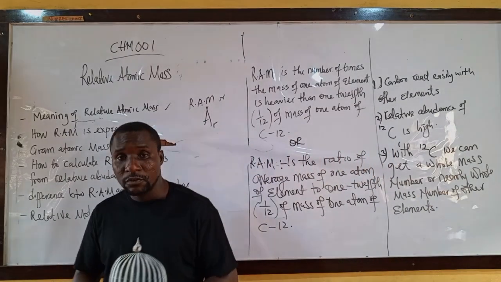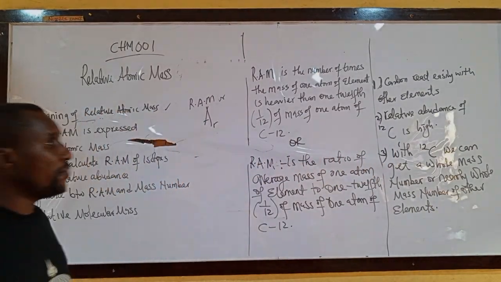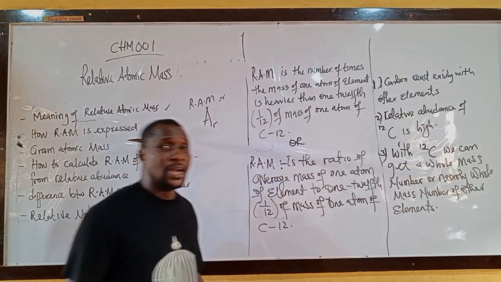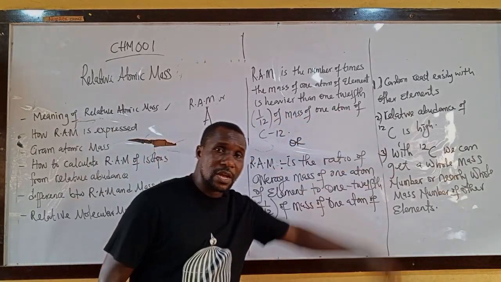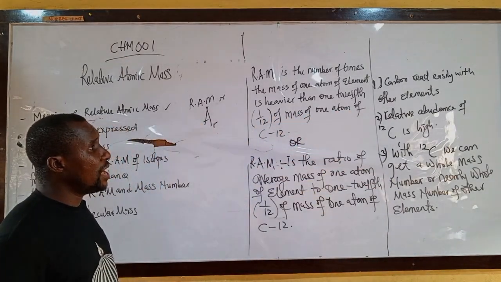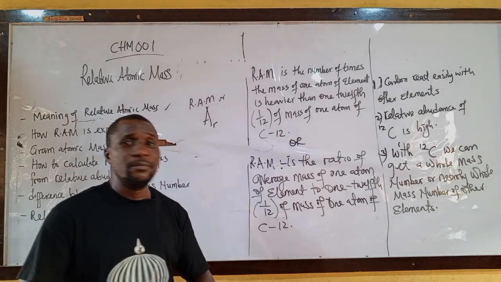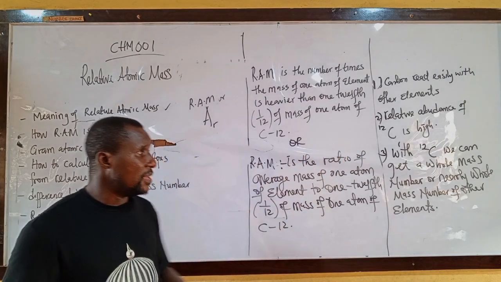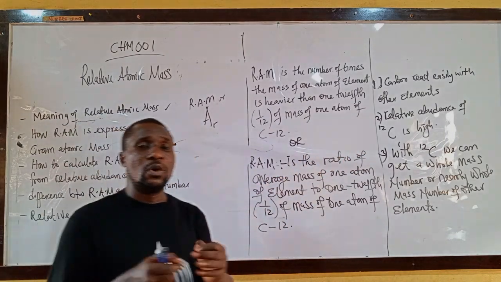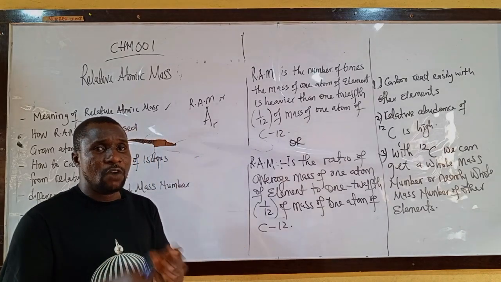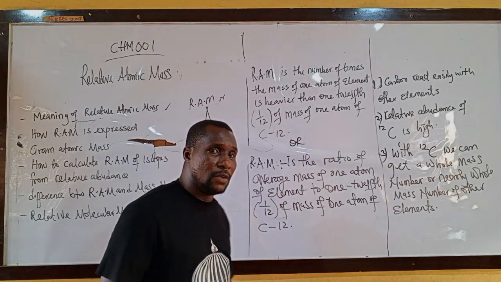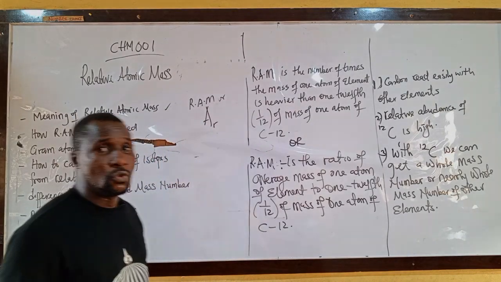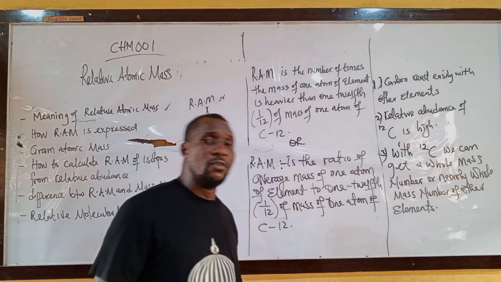These are the reasons we use carbon as a reference element to get the relative atomic mass of other elements. Please, you can pause the video and write them down. Carbon reacts easily with other elements, and carbon can be found everywhere you go. That means the relative abundance of carbon 12 is very high. And you can get a whole mass number of other elements with carbon 12. Those are the reasons we use carbon as a reference element to get relative atomic mass of other elements.